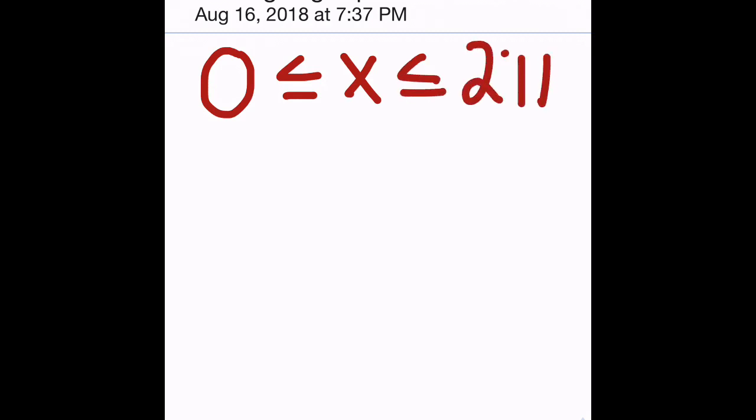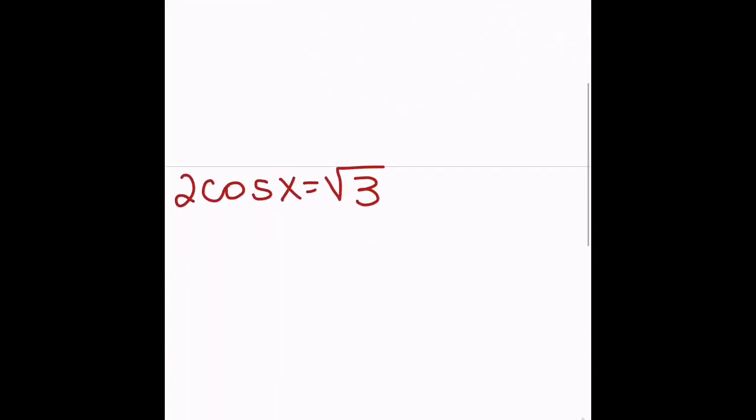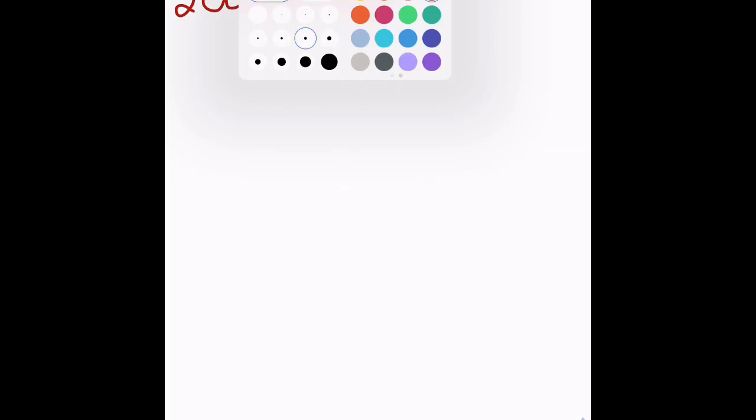Hi everyone, so today we're going to go over how to solve trig equations on the interval 0 to 2 pi. The reason we're doing this is so it doesn't get confusing, because you can solve them to infinity, but we're not going to do that for right now. We're just going to focus on angles between 0 and 2 pi. Okay, so we're going to go over how to do a basic one.